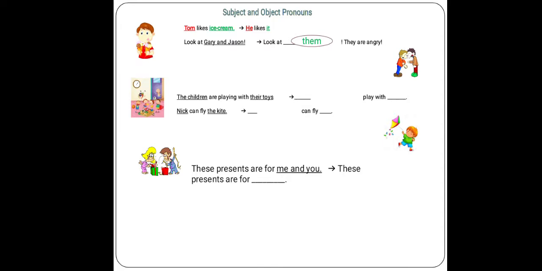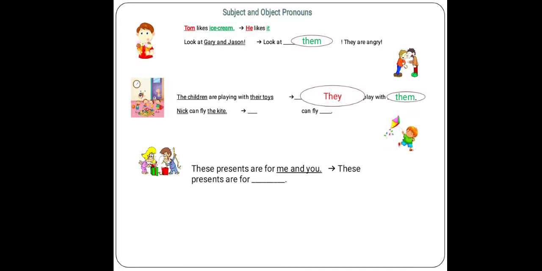Look at this next sentence. The children are playing with their toys. The children, so we want to change the children into a subject pronoun. What do you think? Right, they. So they play with their toys. Their toys is an object of the verb. So for object pronoun, it should be them. So they play with them.